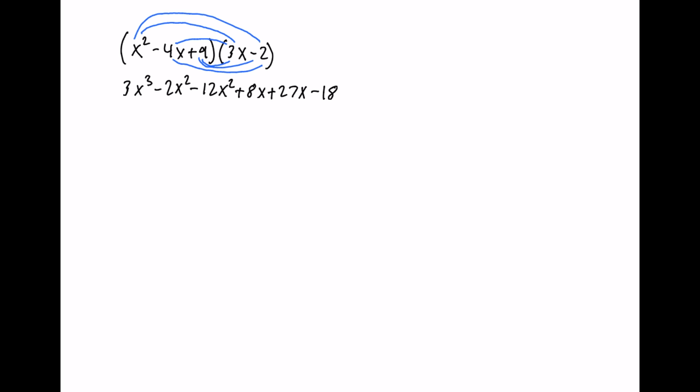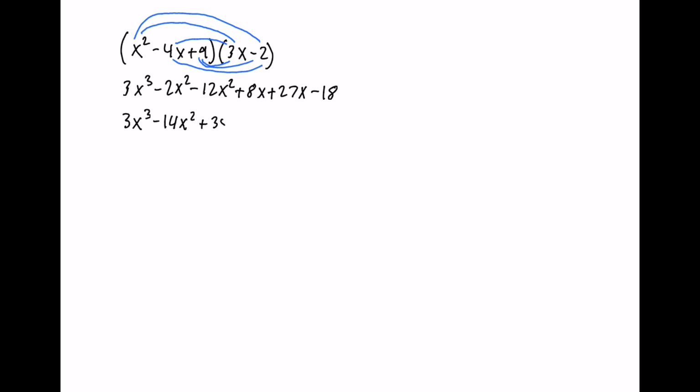Then again, we look at what terms we can combine. Combine like terms. So, x cubed, not another one of those. So that stays 3x cubed. So then we have an x squared here and an x squared here. These two can combine. So negative 2x squared minus 12x squared. That'll give us negative 14x squared. Then 8x plus 27x, two x's. Add them together, 8 plus 27 is 35.